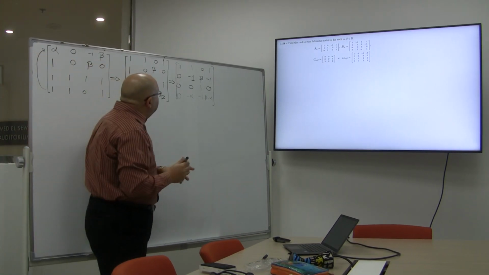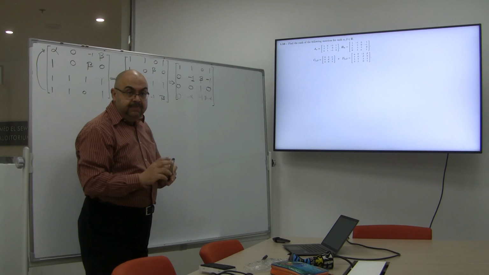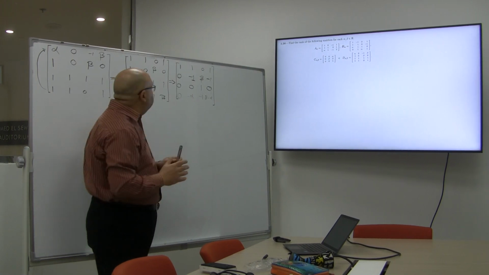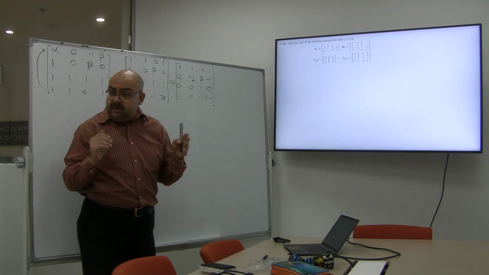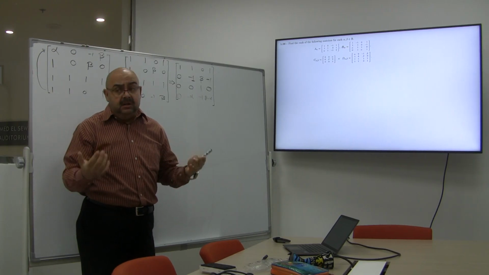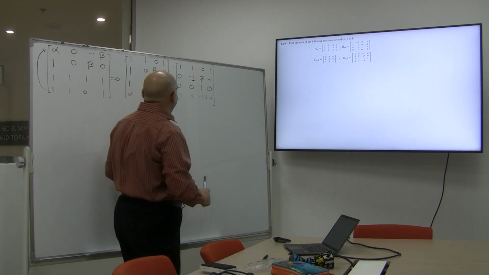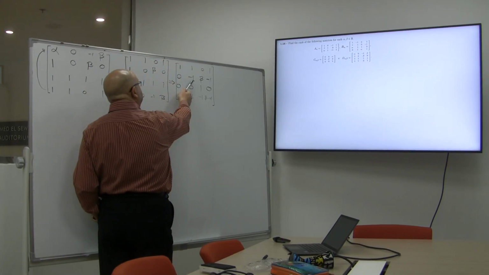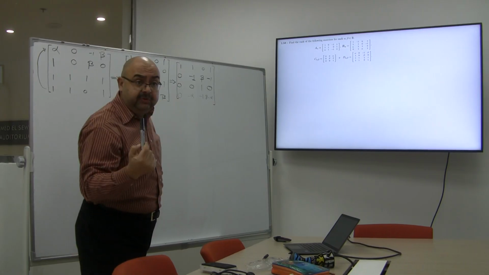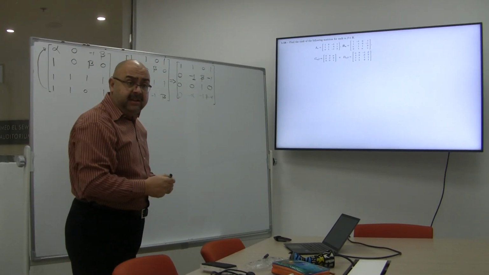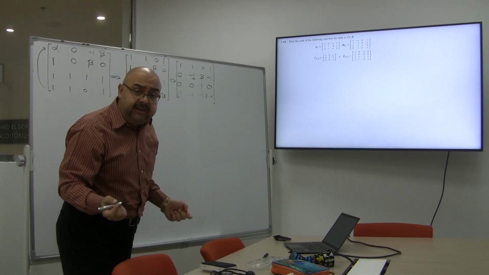The next move, start thinking: how to manipulate these rows to cancel the biggest number and keep the sequence we are following. Okay, this value equals negative 1. I need this row to be positive 1, so simply I can do that by multiplying by negative 1.